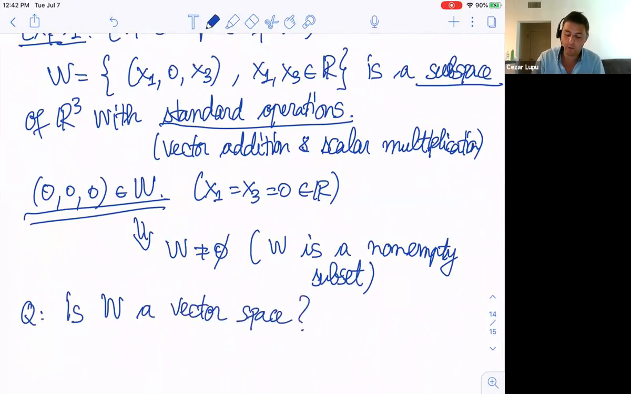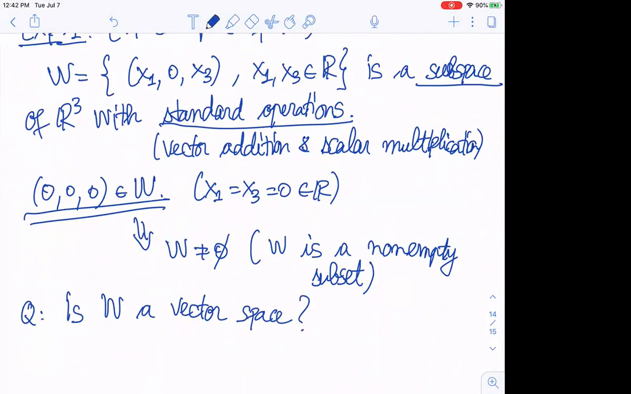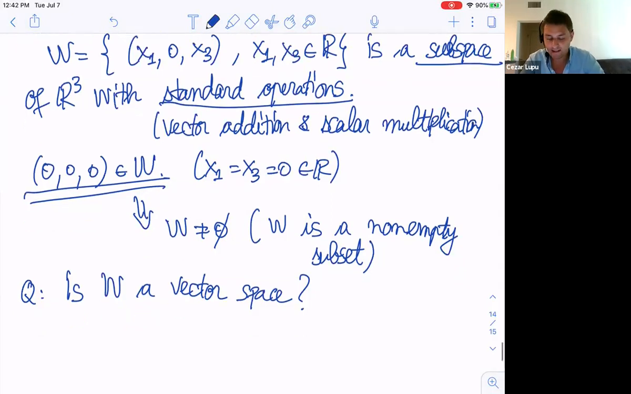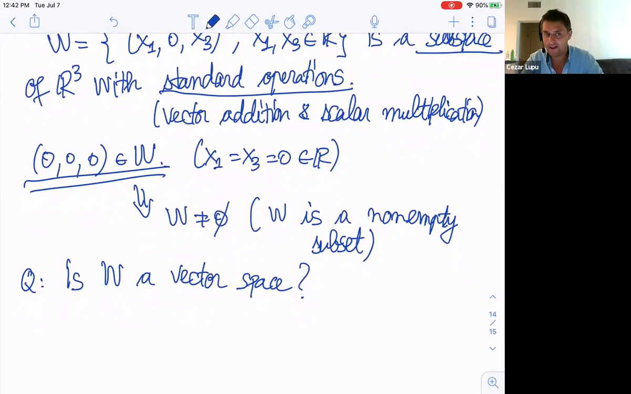So I need to answer this question. In other words, for me to answer this question, I need to verify all those 10 axioms. Oh my goodness, that will be a pain. That will be very painful for me to do, so I'm not gonna do it. But instead of doing this, let me mimic something and then I'll tell you exactly what I did here, what I mimicked.